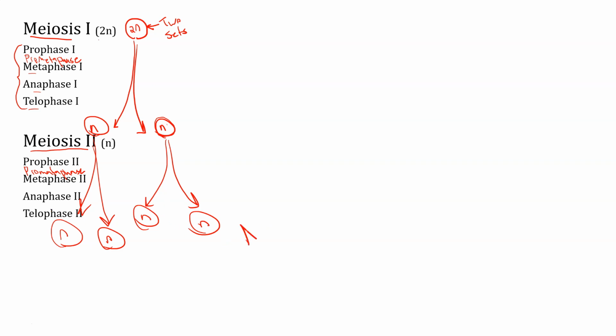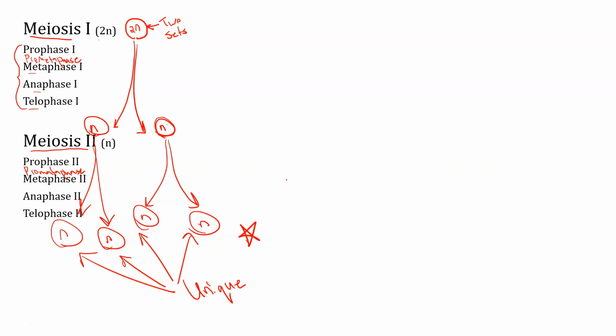Now, another interesting feature about meiosis is that all of these daughter cells are unique. They are not genetically identical with one another. That is not the case in mitosis. In mitosis, the daughter cells are all going to be genetically identical with the parent. Here, they're all unique, and that's important because it allows for different types of gametes to be made.